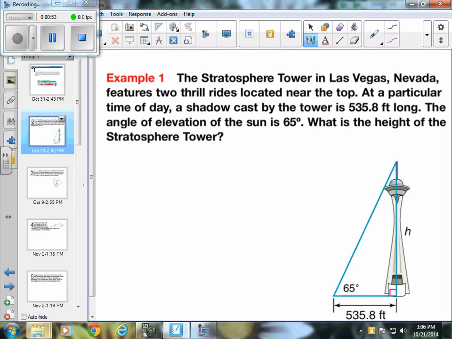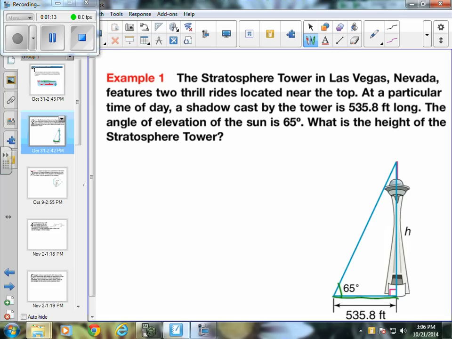So it says the angle of elevation of the sun, so meaning like if there's a shadow casting on the sidewalk, the angle of elevation is 65 degrees. That means from the bottom and then looking up. So there's your 65 degrees in the bottom. And it says the shadow cast by that tower is 535.8 feet long. What would the height of the tower be? Is that enough to do?